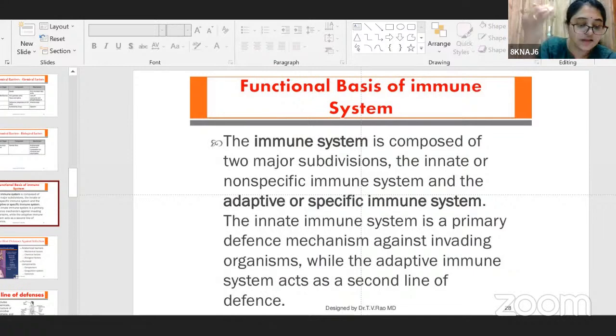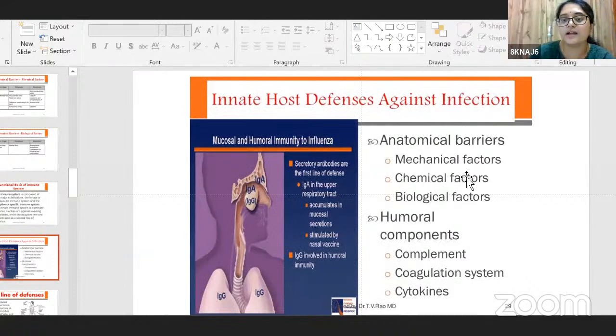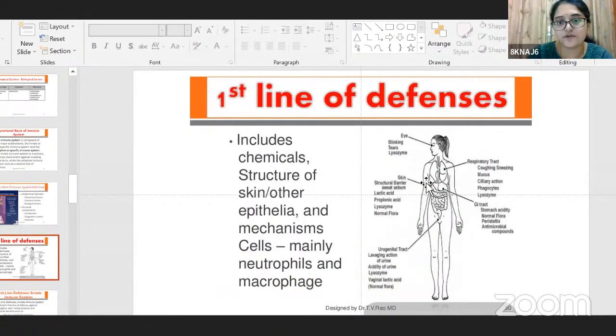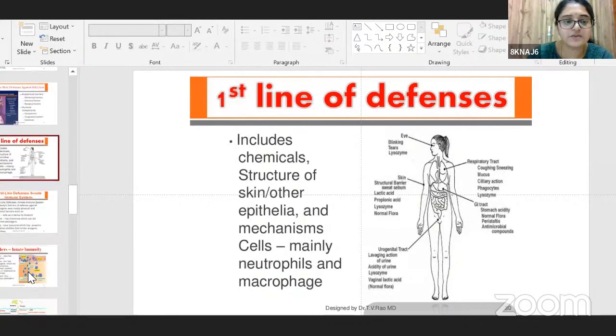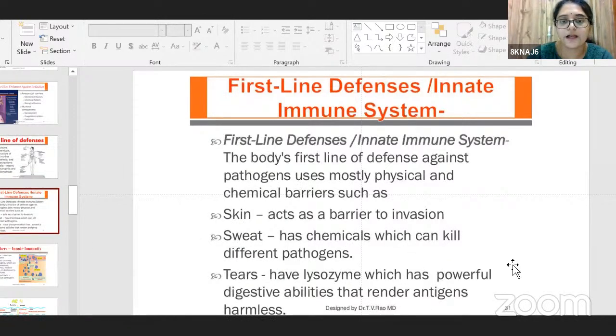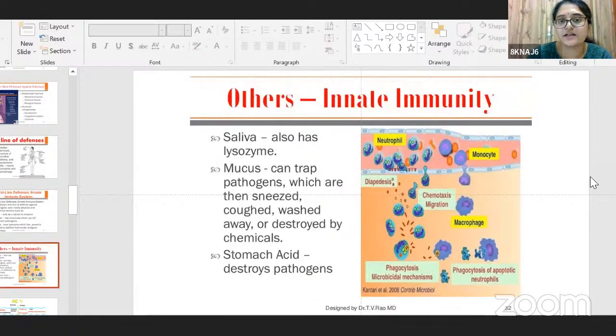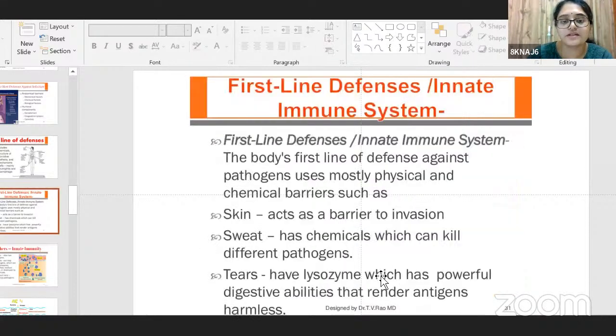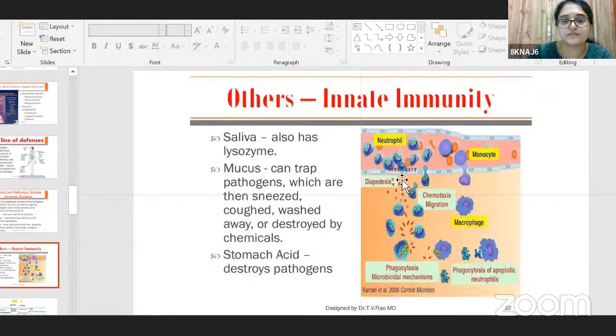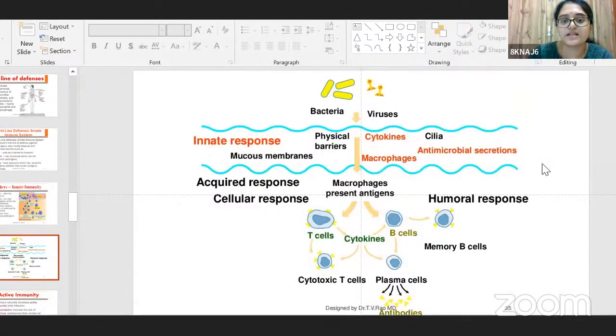Then afterwards, the B lymphocytes produce antibodies. The T cells don't secrete antibodies, but help the B cells to produce them. So this is all about the first line: anatomical barriers, mechanical, chemical, biological, humoral, and cell-mediated ones. This is the first line of defense. I'll be sharing these PPTs with you, so you need not worry at all. Again, skin, sweat, tears, and others include the saliva, mucus, stomach acids. So this is the innate response that comes.